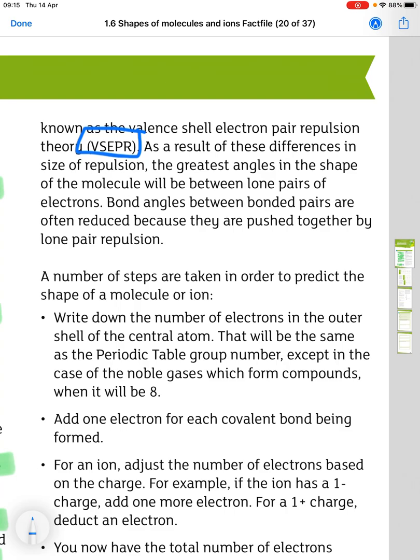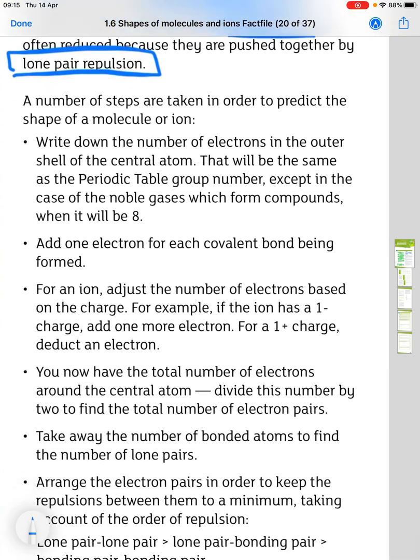So as a result of these differences in size of repulsion, the greatest angles in the shape of a molecule will be between the lone pairs of electrons, and bond angles between bonded pairs are often reduced because they're pushed together by lone pair repulsion.